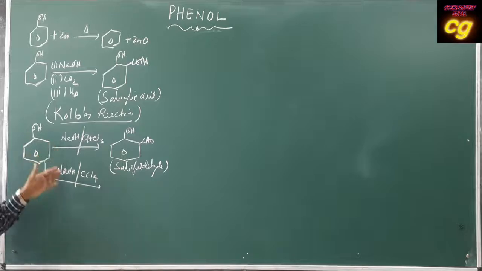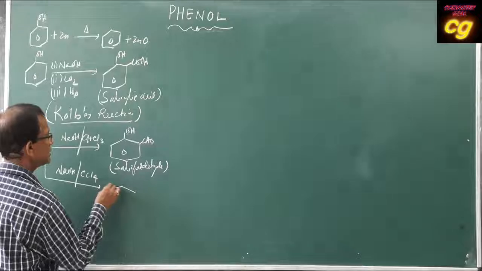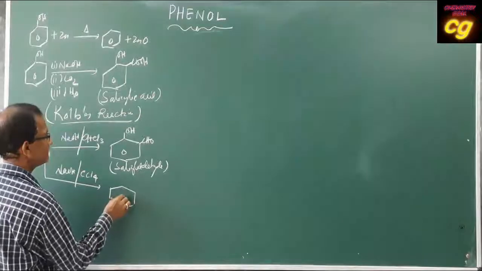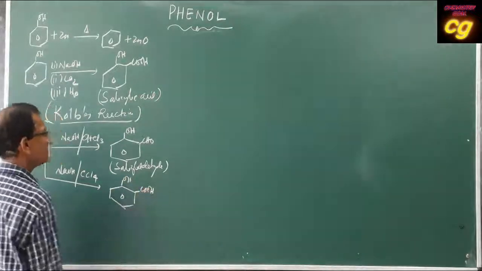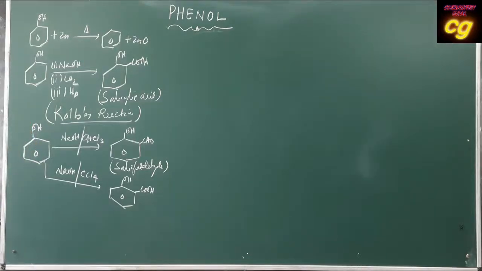overall electrophilic substitution. This is electrophilic substitution. This is also electrophilic substitution, and the product is salicylic acid. Salicylic acid is formed. This reaction is called the Reimer-Tiemann reaction.